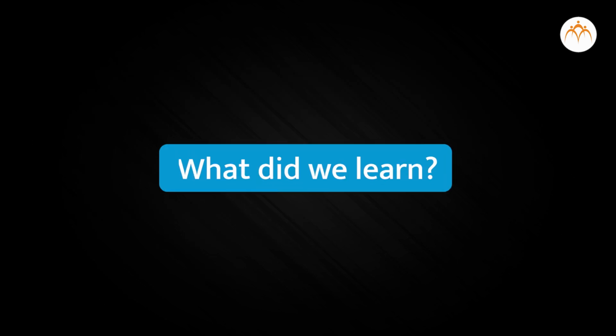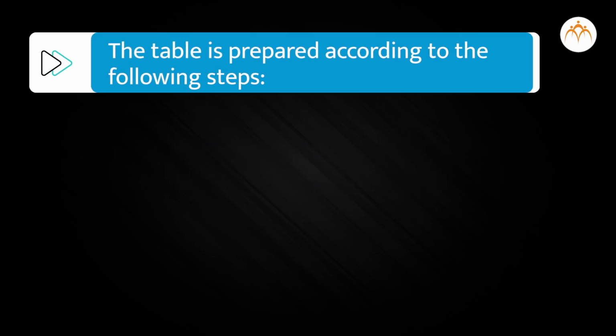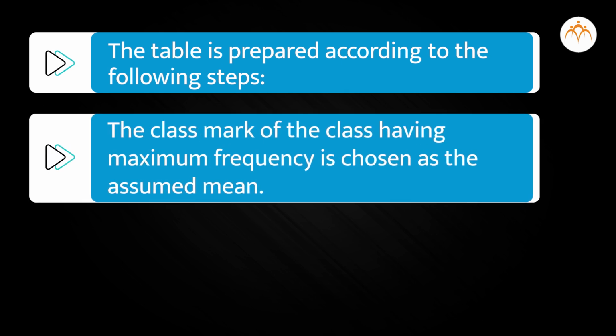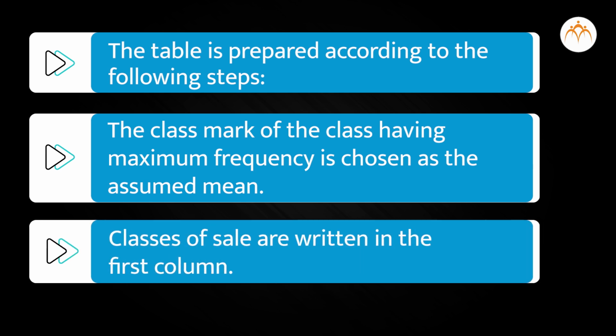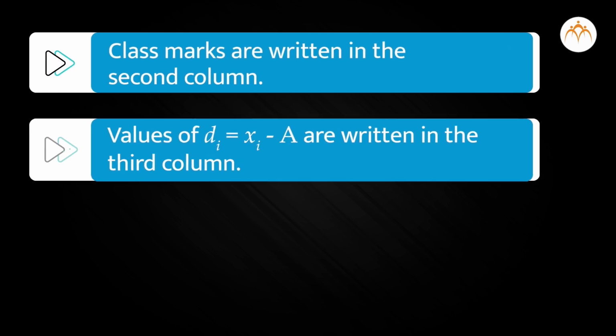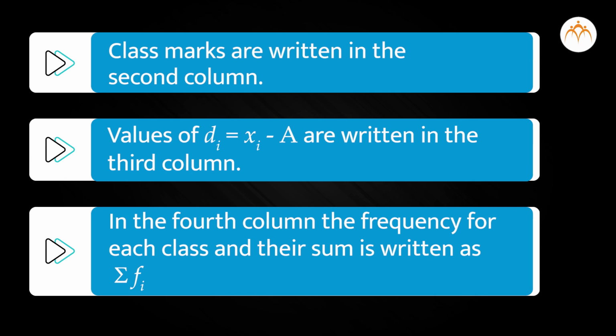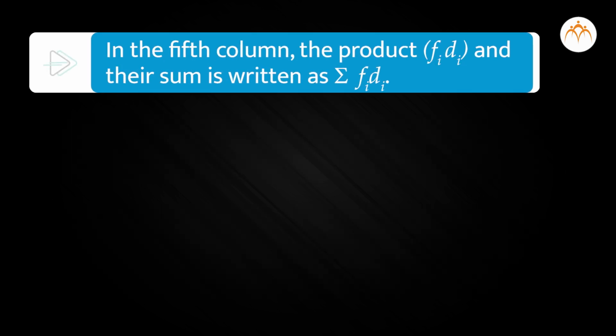What did we learn? The table is prepared according to the following steps. The class mark of the class having maximum frequency is chosen as the assumed mean. Classes are written in the first column. Class marks are written in the second column. Values of di, that is xi minus A, are written in the third column. In the fourth column, the frequency for each class and their sum is written as summation fi. In the fifth column, the product fi di is written and their sum is written as summation fi di.